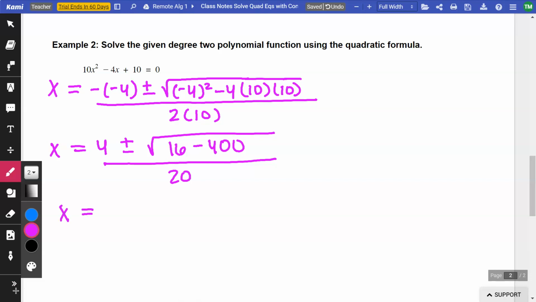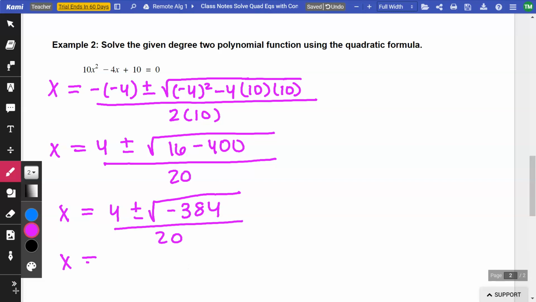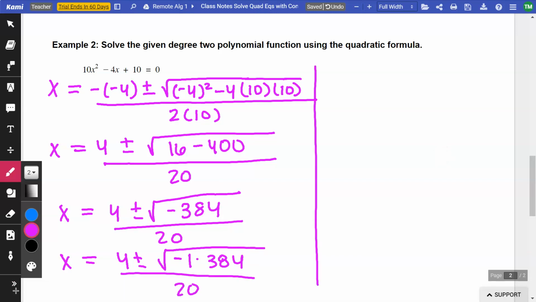So then we have 4 plus or minus the square root of 16 minus 400, which is negative 384, all over 20. X is equal to 4 plus or minus the square root of, this is going to be negative 1 times 384. So we're going to replace negative 1 with, you guessed it, i squared.